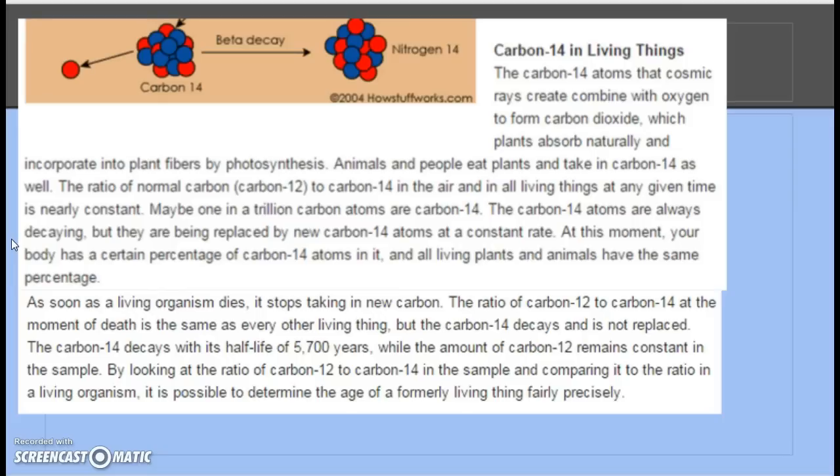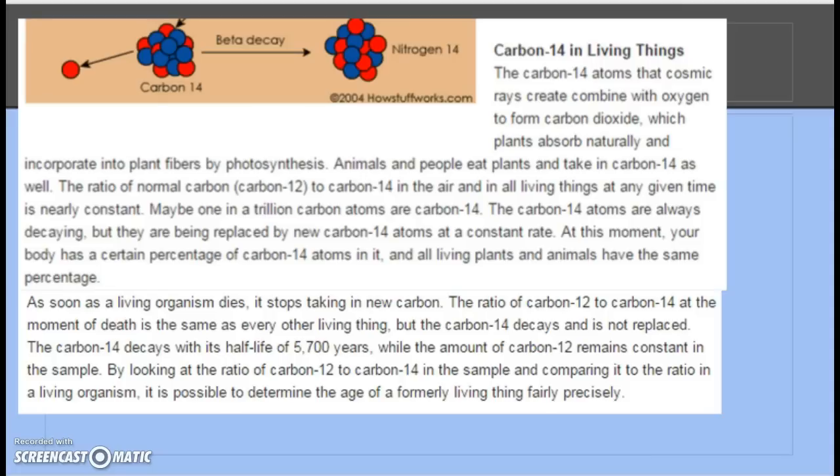And all living plants and animals have about the same percentage. But as soon as a living organism dies, it stops taking in new carbon. The ratio of carbon-12 to carbon-14 at the moment of death is the same as every other living thing. But now, remember, the carbon-14 is always decaying, and it's not getting replaced. The carbon-14 decays with its half-life of 5,700 years, while the amount of carbon-12 remains constant. So by looking at this ratio, they can do a fairly precise estimate.